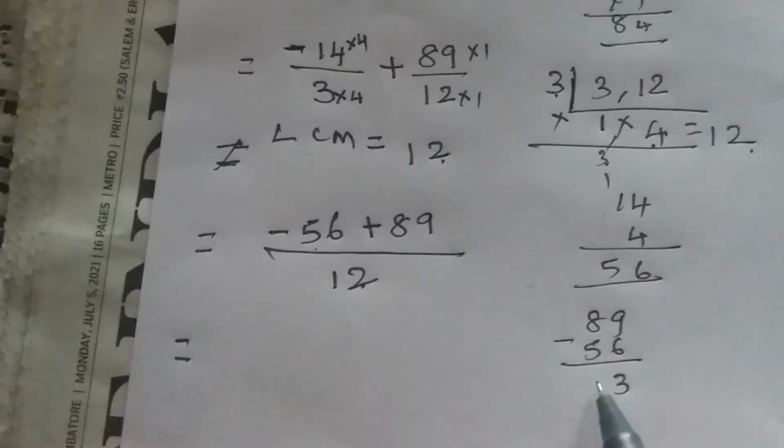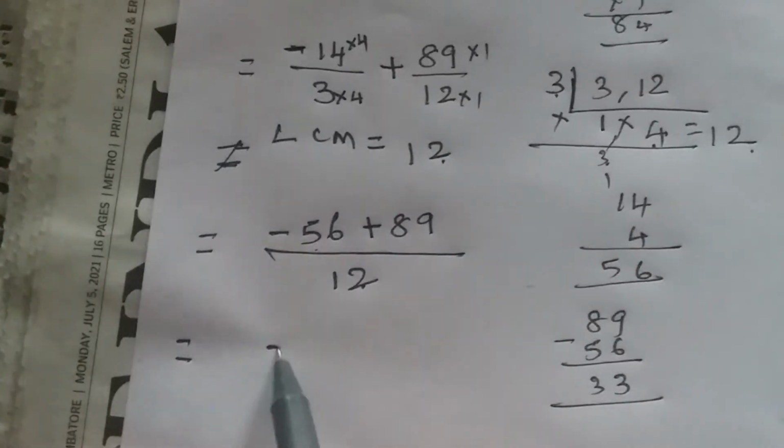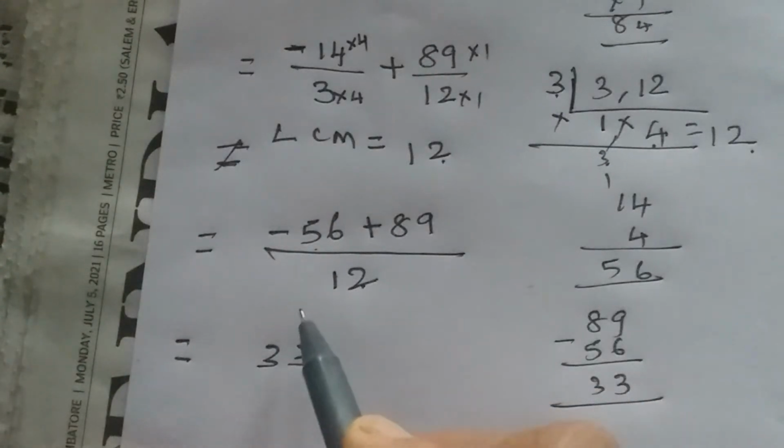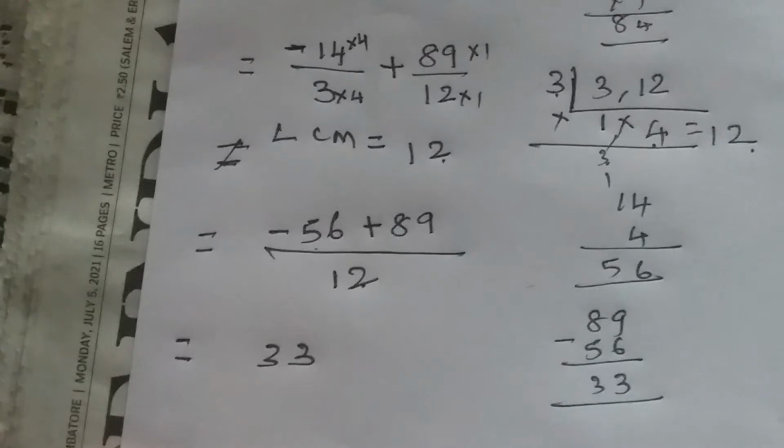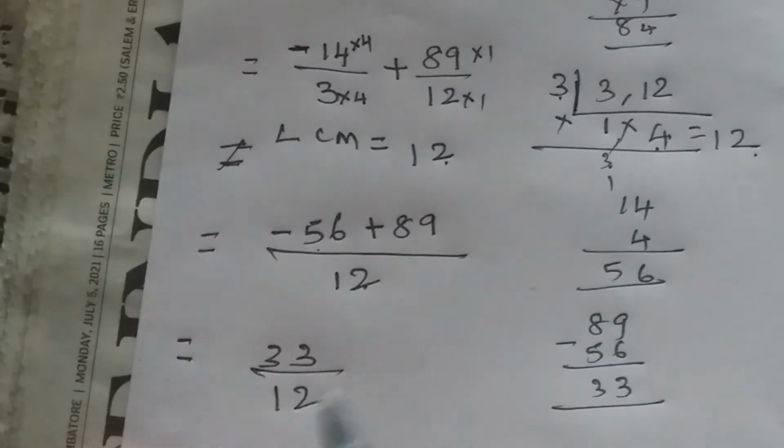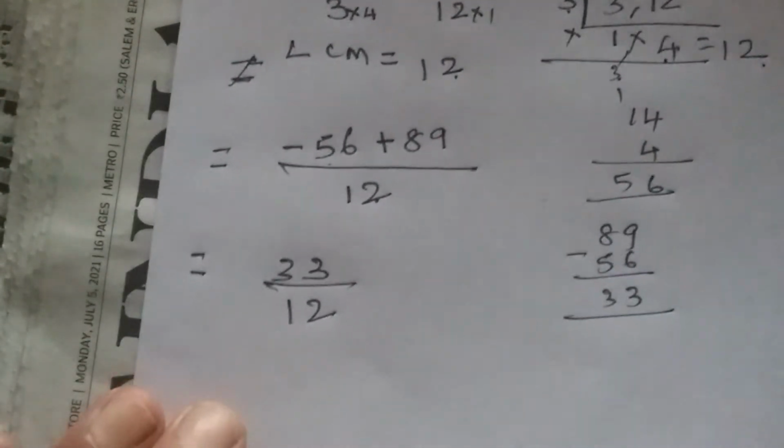9 minus 6 is 3. 8 minus 5 is 3. It is 33. Subtract. Sign of the greater number. 89 is greater and the sign is plus. So 33 is plus, divided by 12. Now check this. 33 and 12.